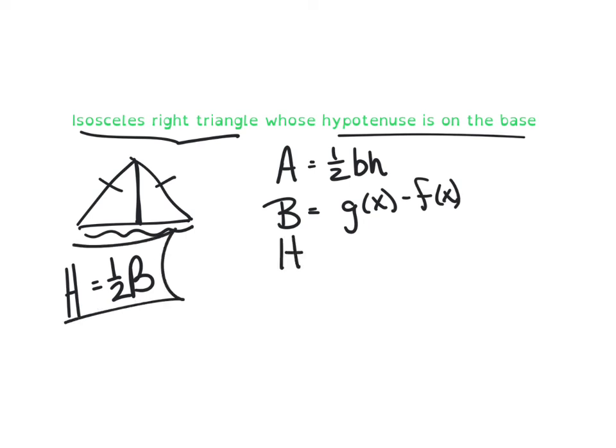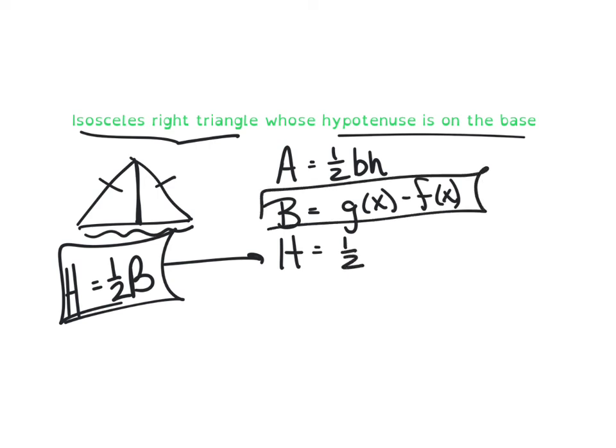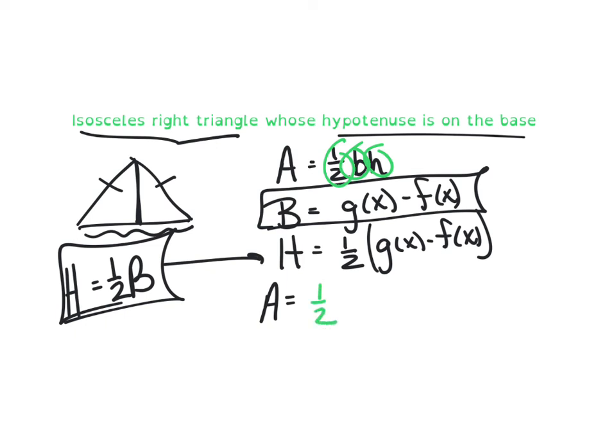My height, so now here's my new ratio. I have to say it's half whatever I wrote for base. So it's 1/2 g of x minus f of x. And my area then is the base times the height times 1/2. So I'm going to put in my 1/2 for the area formula. Now it's whatever I have for base times whatever I have for height. So I'm going to put it in here.